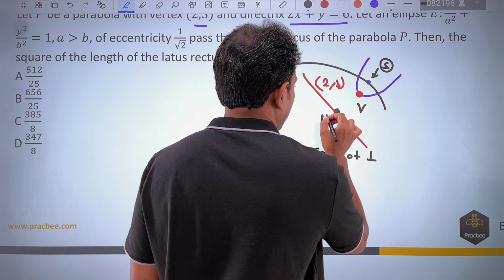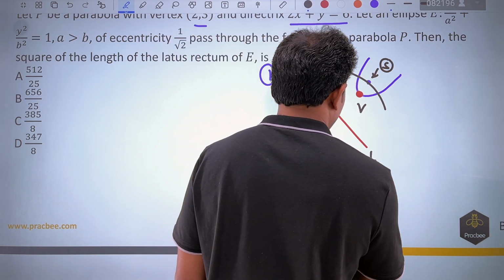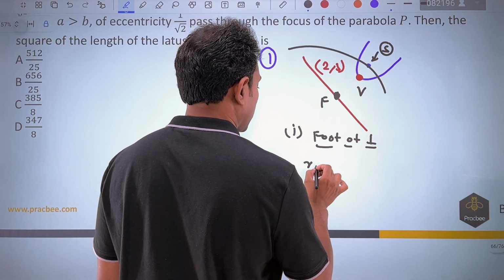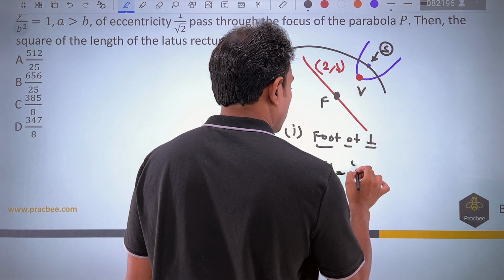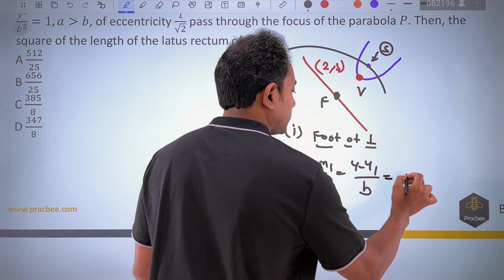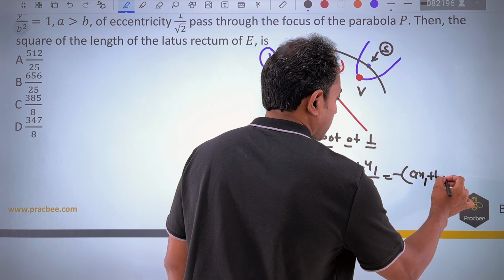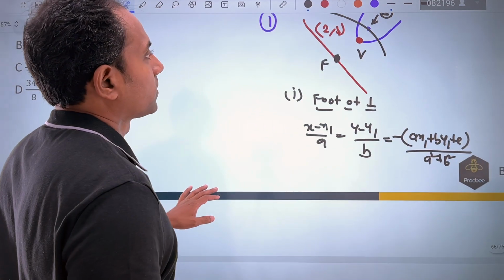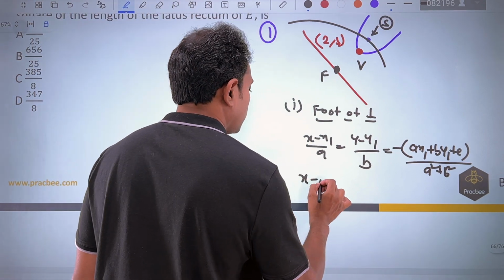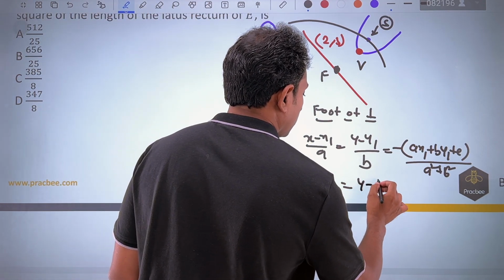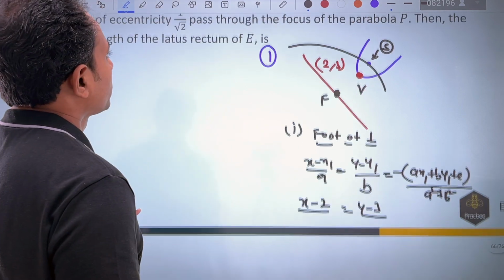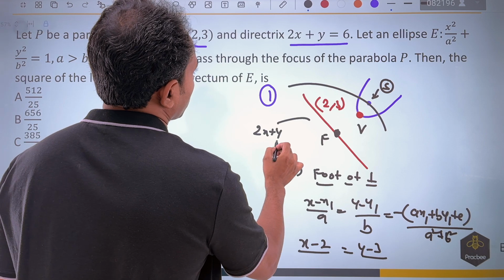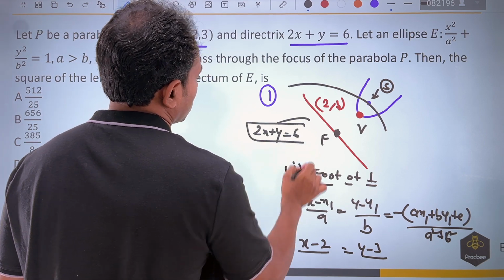Let us say that this is point F. So for the foot of perpendicular, we have a formula. The formula is (x minus x1) by a is equal to (y minus y1) by b is equal to minus (a x1 plus b y1 plus c) by (a square plus b square). If I apply this formula, x1 is 2 and y1 is 3. The values of a and b we will get from the equation of this directrix that is given to us. So this is 2x plus y is equal to 6.